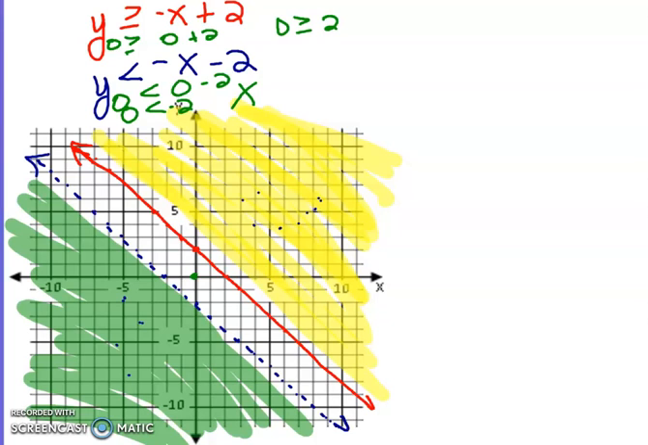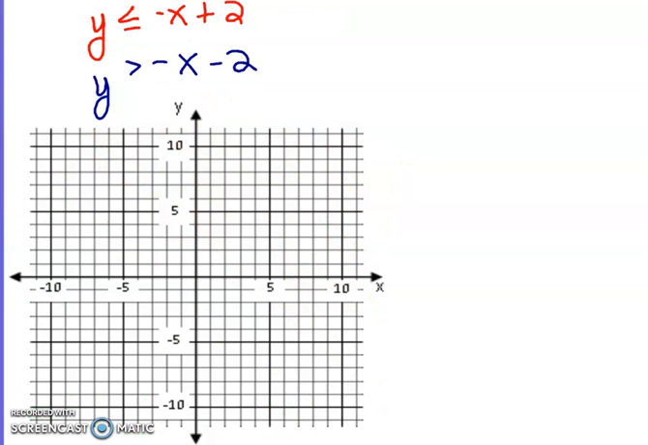Which, by the way, just as a side comment, since these shades don't overlap, that means there's no point in common that will actually work on both inequalities, both the red and the blue. There's no point that will actually work on both inequalities. But again, we're shading in all the possible points that will work on the red and all the possible points that will work on the blue.